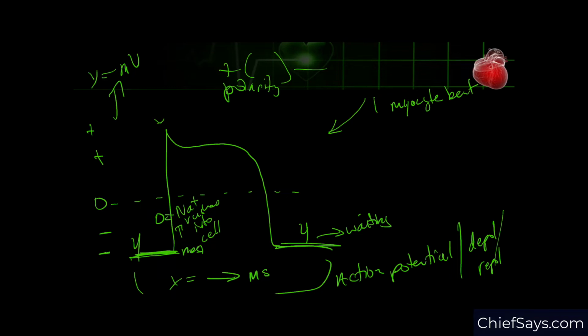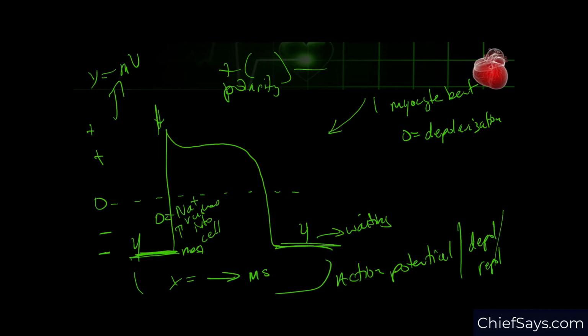We end up at this point. And that is a reverse in polarity. So phase 0 equals depolarization. We went from one polarity to the other polarity, from negative to positive inside of the cell, and that is depolarization. Once that occurs, we now have a very positive charge inside the cell, and we reach phase number 1.